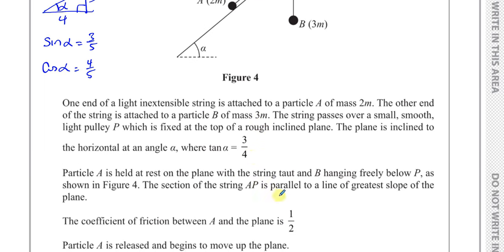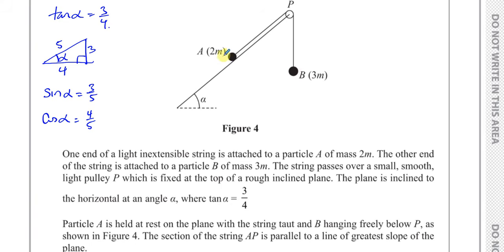Now let's read the question. It says a particle A is held at rest on the plane with the string taut and B hanging freely below P as shown in the figure. The section of the string AP is parallel to the line of greatest slope of the plane. All that means is if there's a slope going up and the pulley's up there, the string is parallel to the line of greatest slope of the plane. So it's not going across here. It's straight along the slope.